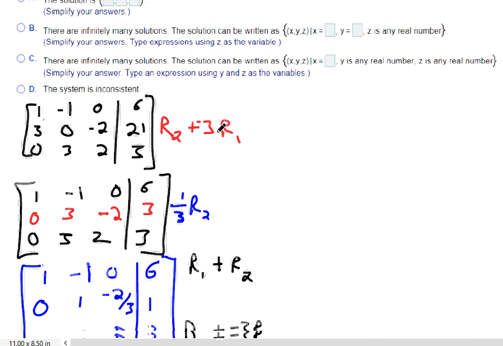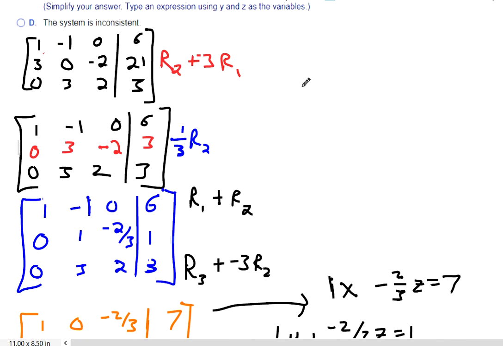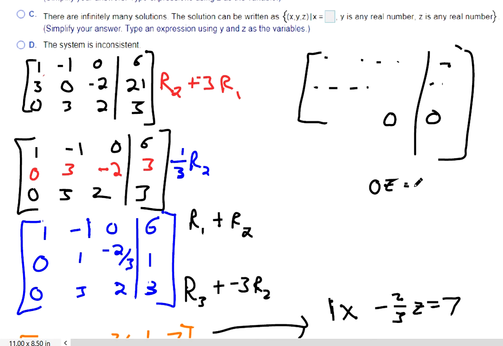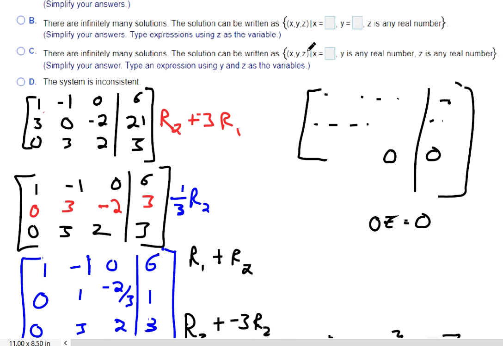It would have infinitely many solutions if we had something like a true statement at the end. Like, let's say the first and the second row are the same, and the third row came out to be something like 0 equals 0, right? In that case, it wouldn't matter what z would be, right? Because 0z equals 0. Z could be any number. Z could be a billion, and it would still work. So that would be a situation where z is any real number, like this option up here.